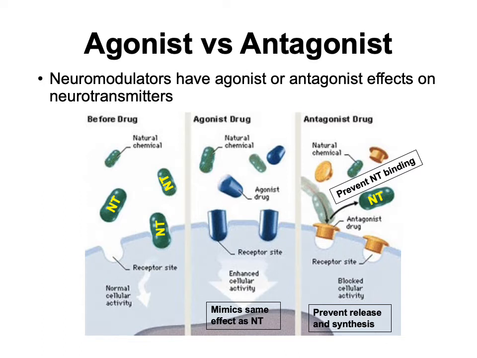Then in the middle diagram, it is diagramming an agonist drug. So the agonist drug in this diagram is showing that it mimics or has the same exact effect as the neurotransmitter. Then in the third drawing on the far right, it shows the neurotransmitter being inhibited or prevented from binding with its receptor by an antagonist type drug that's blocking it. So those are the 3 examples. Agonists will enhance or mimic. Antagonists will interfere or prevent.